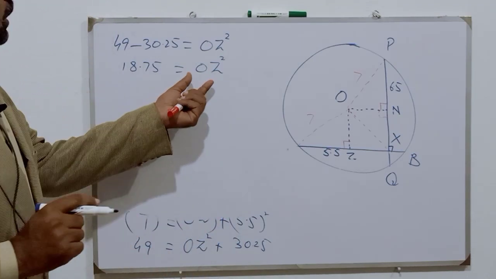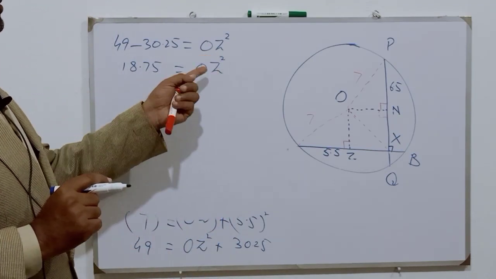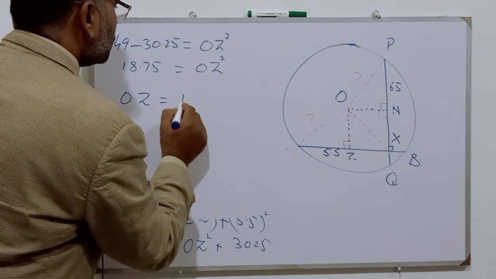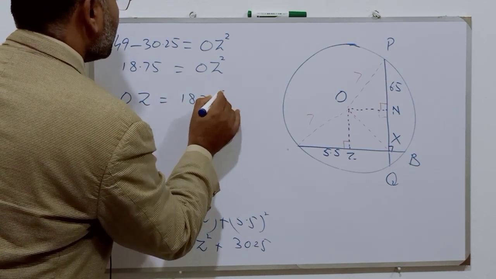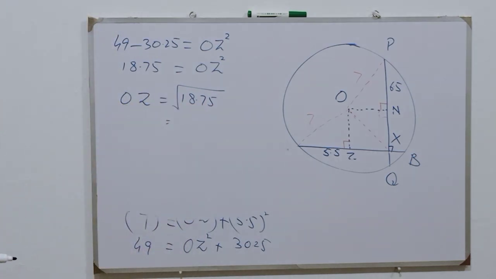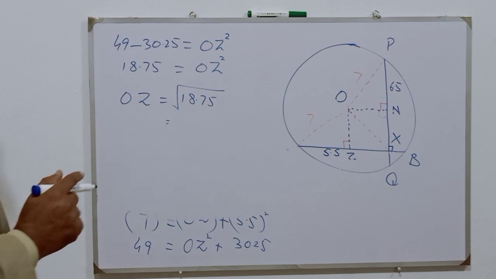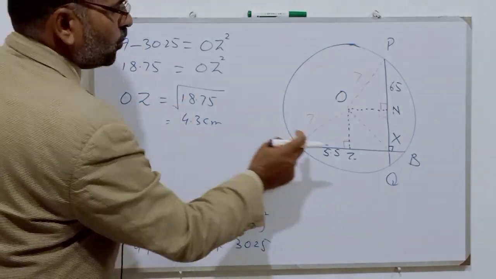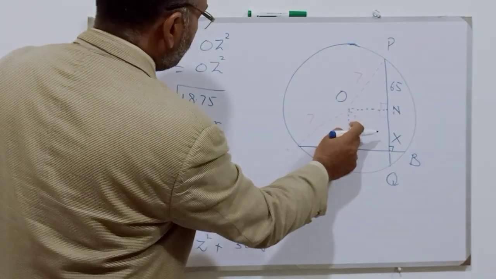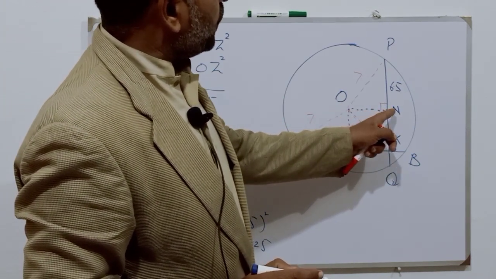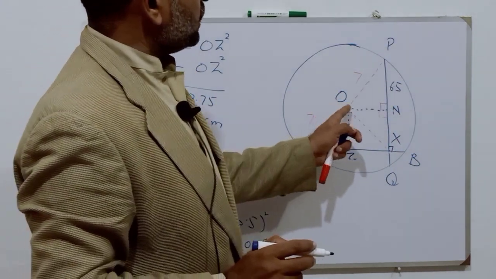To find the value of OZ, we will take square root on both sides and we will get OZ is equal to under root 18.75. Again use calculator to find the value of under root 18.75 and we will get 4.3 centimeter. So OZ is 4.3 centimeter. Now we will use triangle ONP to find the value of ON.